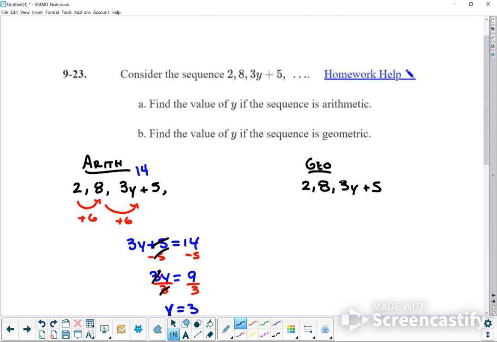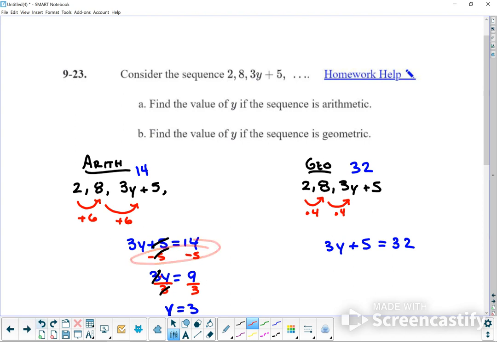Right? So if it's geometric, then to go from one term to the next, you're going to multiply. So 2 times 4. So times 4, it gives you 8. 8 times 4 gives you, and you should be getting 32 as your next number, as your third number. All right, so that's what you're going to write down. You're going to write down 3y plus 5. That should give me 32. And we're trying to figure out what y is if it's geometric. So same story, right? I mean, your steps are right here already.